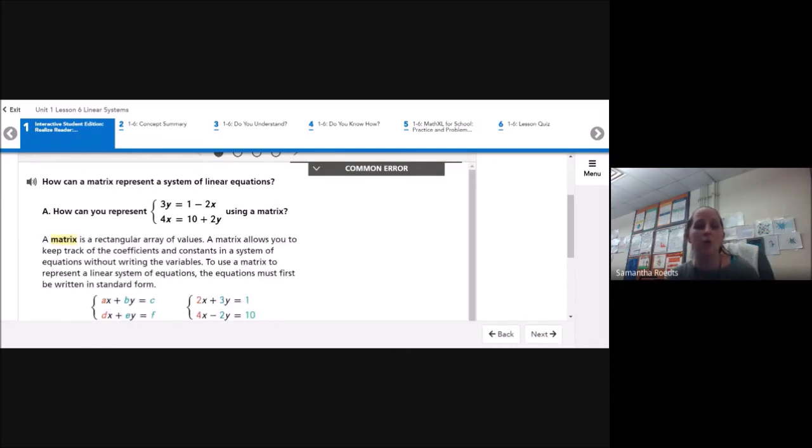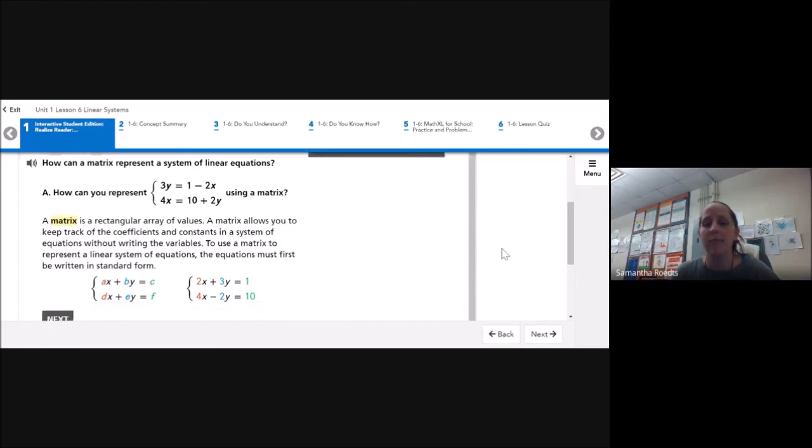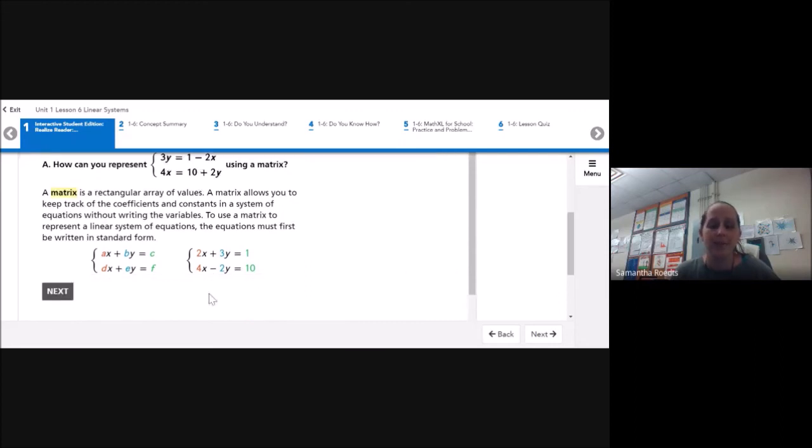A matrix allows you to keep track of the coefficients and constants in a system of equations without writing the variables. So to use a matrix to represent a linear system of equations, the equations must first be written in standard form. So basically that ax plus by equals c, that's the form you need to write these in, okay? So once I do that, I get 2x plus 3y equals 1 and 4x minus 2y equals 10.